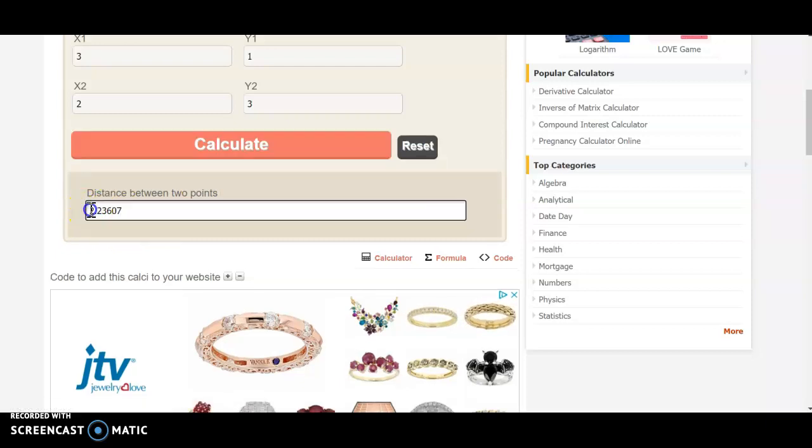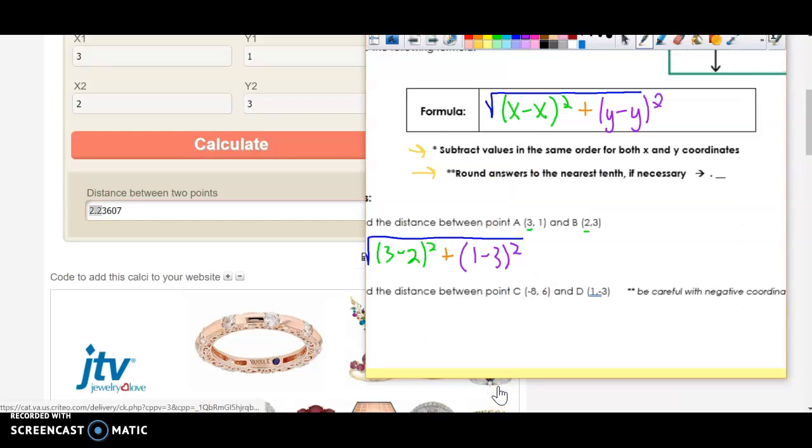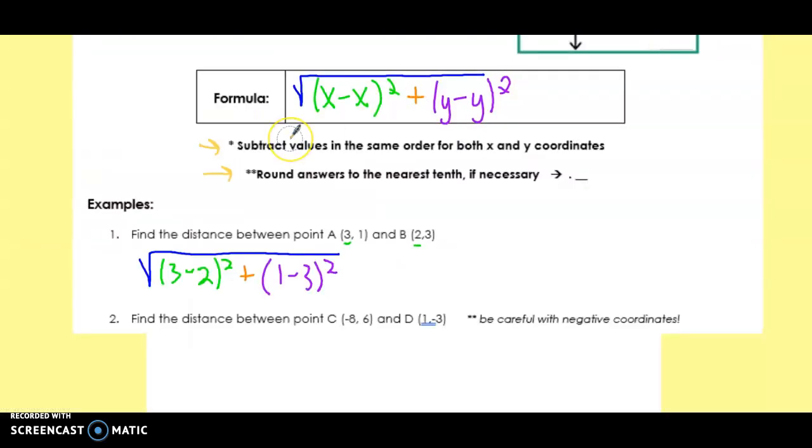2.23607. Now again, for the sake of our assignments, you're only going to go one spot past the decimal. So for this first answer, we're going to write down 2.2. Now, if you want to try, you can absolutely, in your calculator, on your phone, whatever resource you have, plug it all in, see if you can get the right answer now that you know it's 2.2. If you can, you're more than welcome to use that.